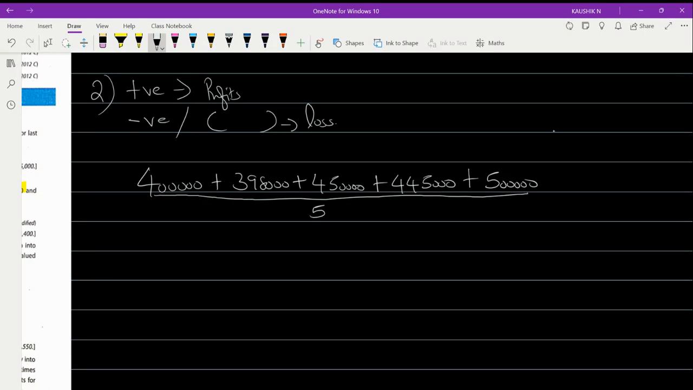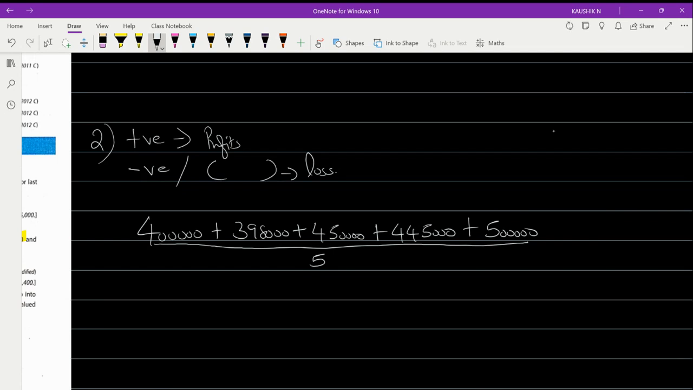So before this you write the formula. What you are finding out first is average profit. So write the formula of average profit. Average profit is equal to total profit divided by number of years. So tell me what value you will get if you add all these things. 4 lakhs, 4 lakhs 50 plus 4 lakh 45 plus 5 lakhs plus 3 lakh 98,000. When you add all these amounts, what is the net total that you'll get? Tell me the net value.